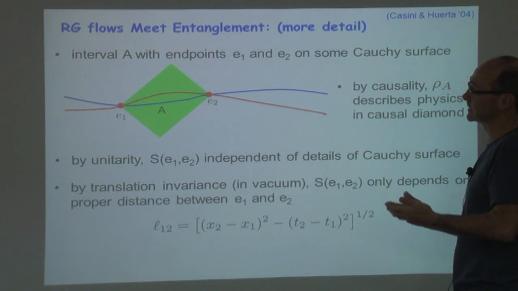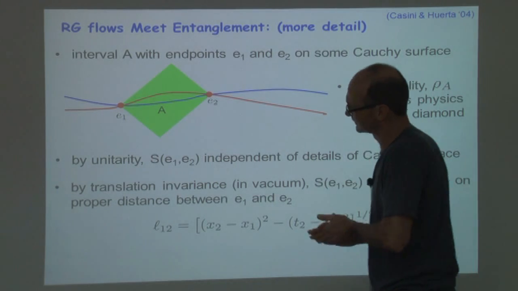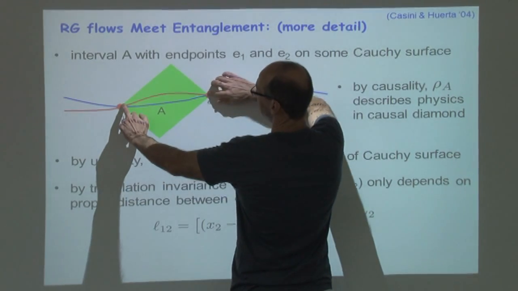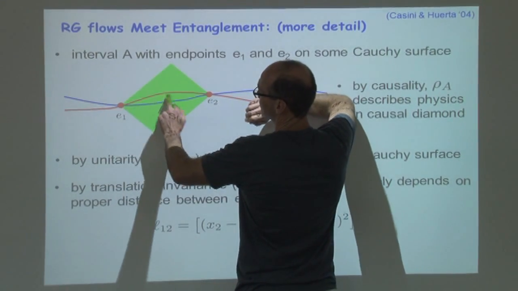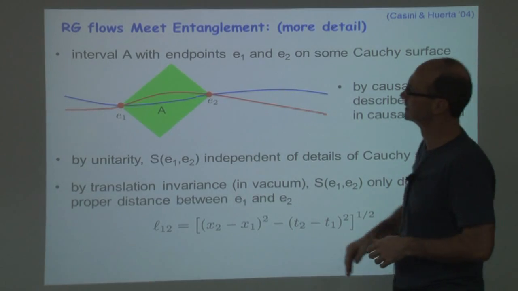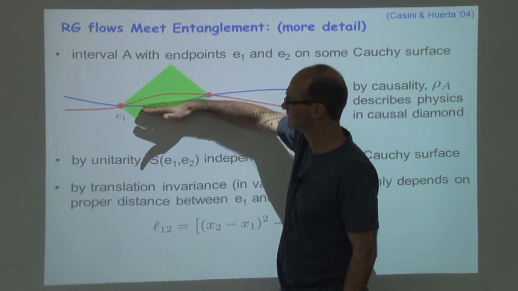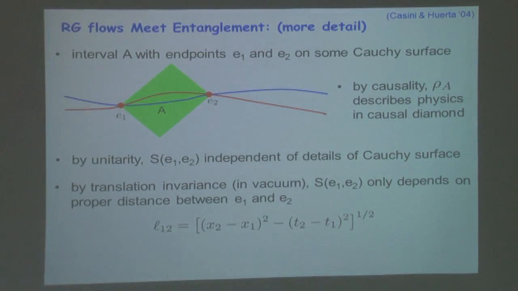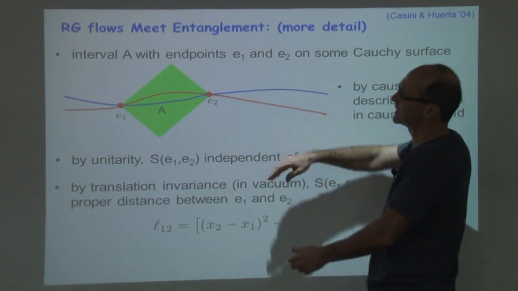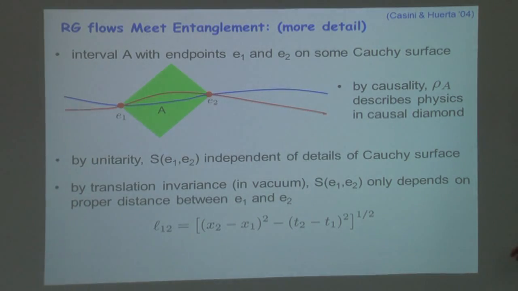The entanglement entropy that I evaluate here, say for the blue curve or the red curve, is going to be identical. It's not going to depend on the Cauchy surface because I'm just going to use unitary evolution to carry my density matrix from one to the other. Further, if I have translation invariance, then I can argue that this entanglement entropy should just depend on the proper distance between these two points. And so it should be a function just of some expression like this.